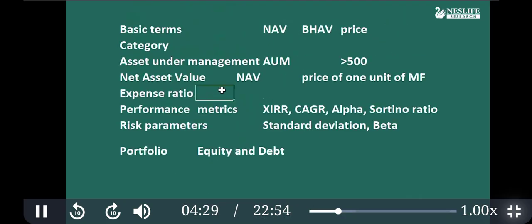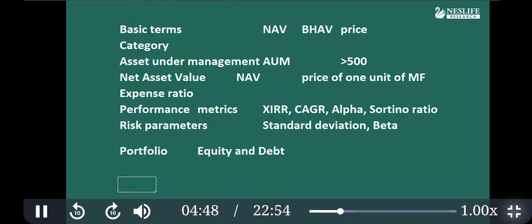Next is the expense ratio. The expense ratio is the total cost of fund management, including agent charges, divided by the net asset under management. It is a ratio. It is usually 2 to 3%, which is actually very high. We'll discuss the details again in a separate video.